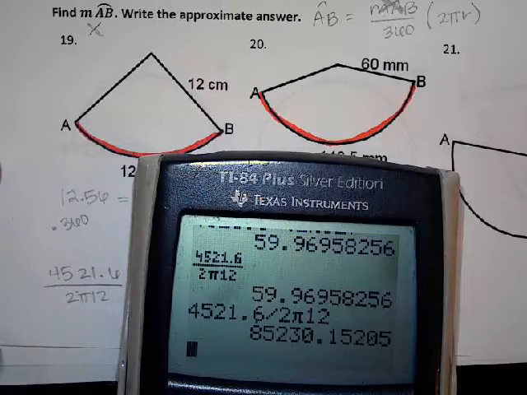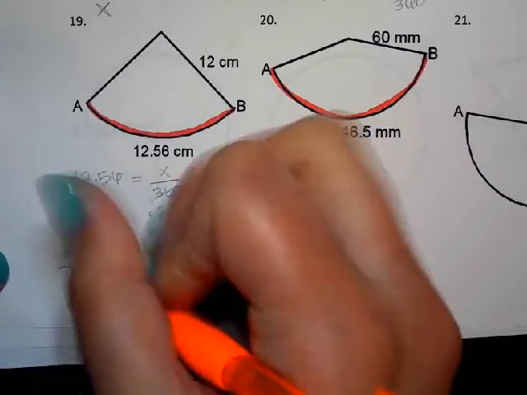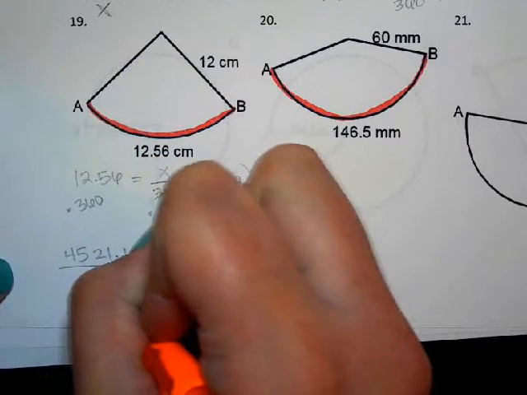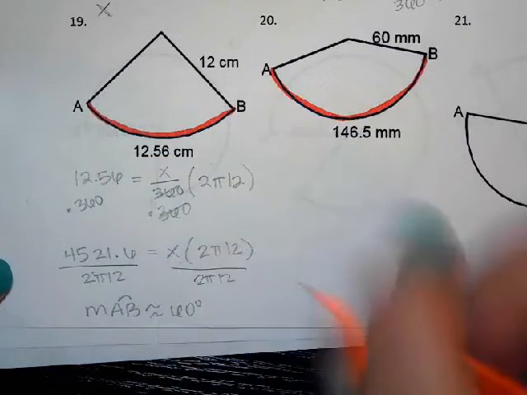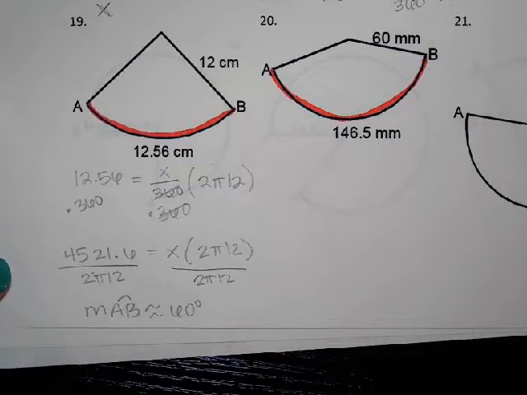I'm going to go back and say measure of arc AB is approximately 60 degrees. And the thing is, you don't even really have to say measure of arc AB. You could literally just write 60 degrees, put a box around it. That'd be fine. Okay, does that make sense? We're okay with that? All right, let's go ahead and flip the page, try the next one.